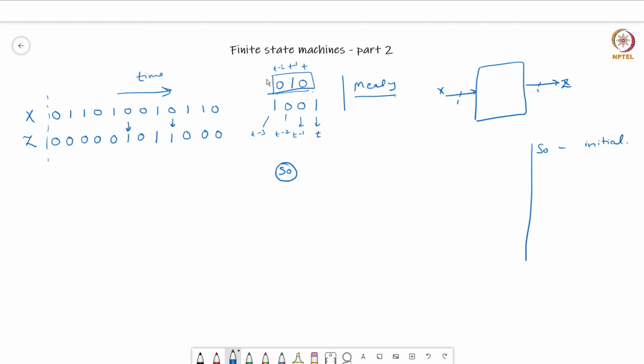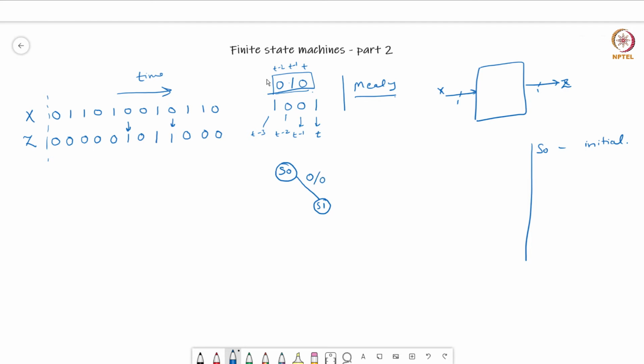Now, let's say the input is 0, then I should move to the next state. Why are we moving to the next state? Because we have to remember that there is a 1 0 here. Now, what should be the output? Because there is only one 0 which has matched, the output is 0.